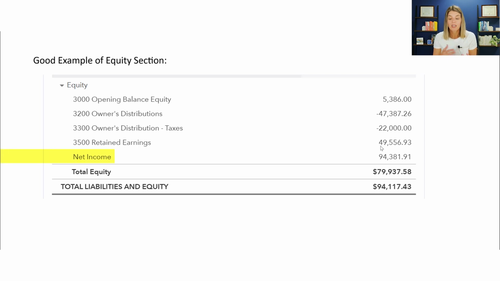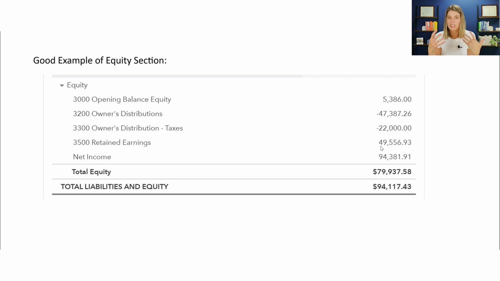And then we get into net income. So net income is kind of like the current retained earnings. This retained earnings number would be accurate as of the last day of the previous year. And then the net income is sort of our year-to-date retained earnings. It's kind of like net income minus the distributions would be our retained earnings for the current year.